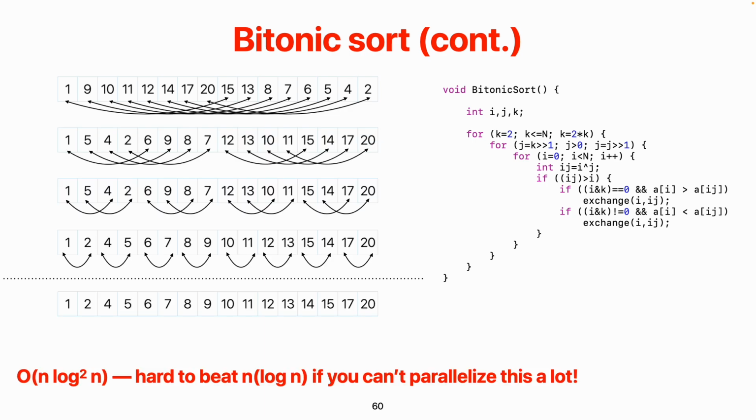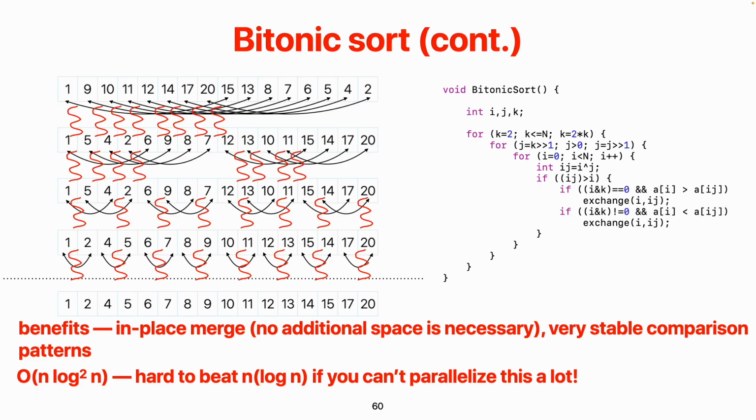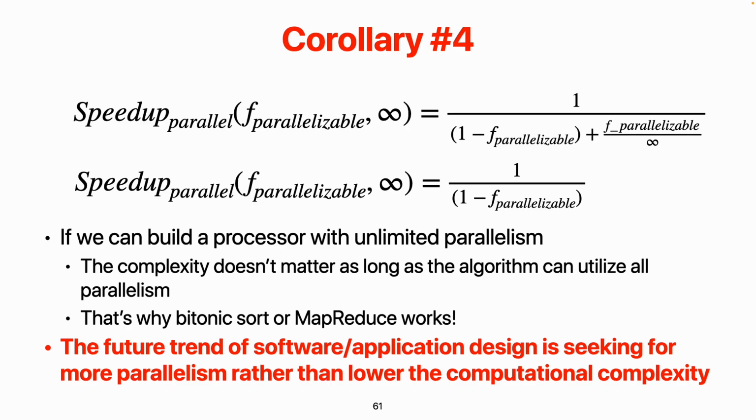So it sounds like it needs more operations. However, every time you have more parallelism, so that's why it's faster. The corollary is that if you can build a processor with unlimited parallelism, the complexity doesn't matter at all if your algorithm is parallelizable. So the future of software algorithm development should be focusing on how to parallelize your algorithm rather than reduce the computational complexity.